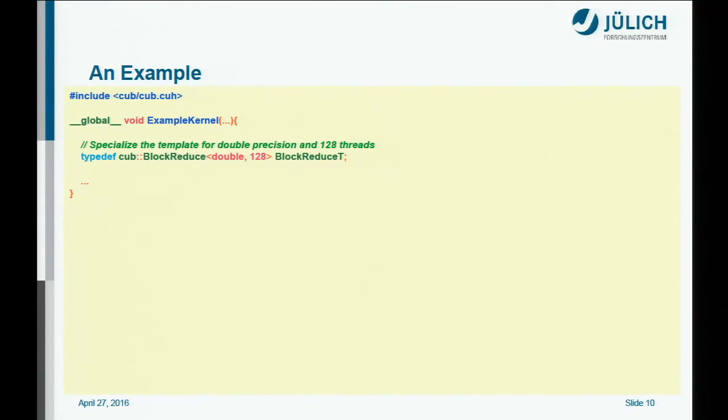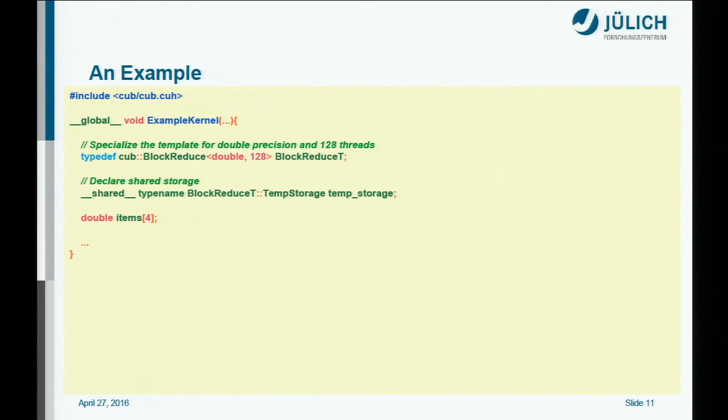You would use the block reduce type, and you have two template parameters here. The first template parameter is the type that we're going to be doing the reduction on, which is double precision. And the second template parameter is the number of threads. So here you can see where we might want to have that template parameter we were talking about yesterday, showing the number of threads.